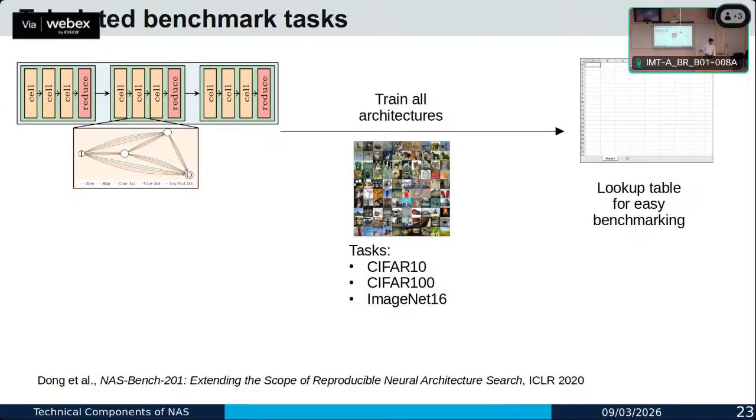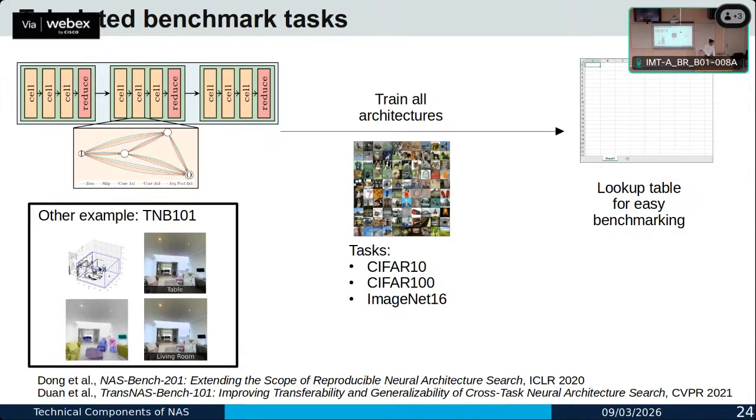A number of other tabulated benchmark search spaces exist that also have other use cases. An important one is the Trans-NAS-Bench-101 search space, which focuses on other diverse tasks in the image paradigm, such as semantic segmentation or object detection, still in a search space that is quite similarly designed to NAS-Bench-201.